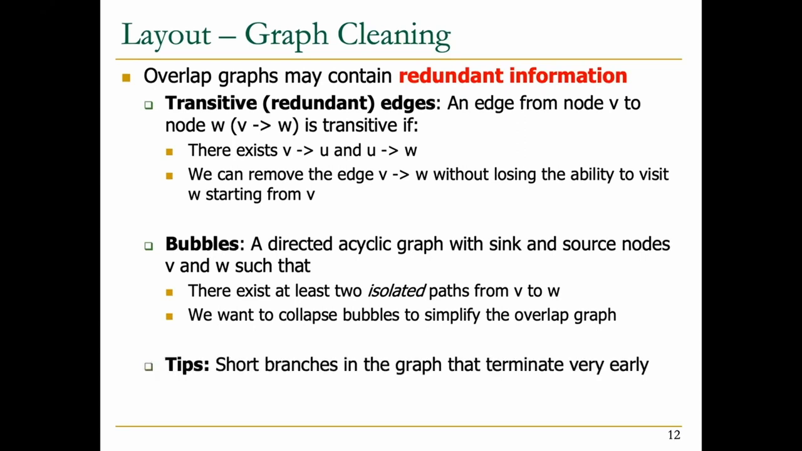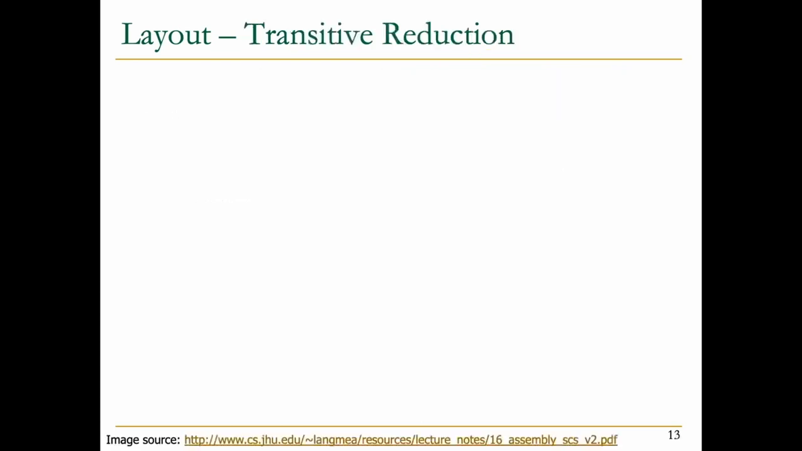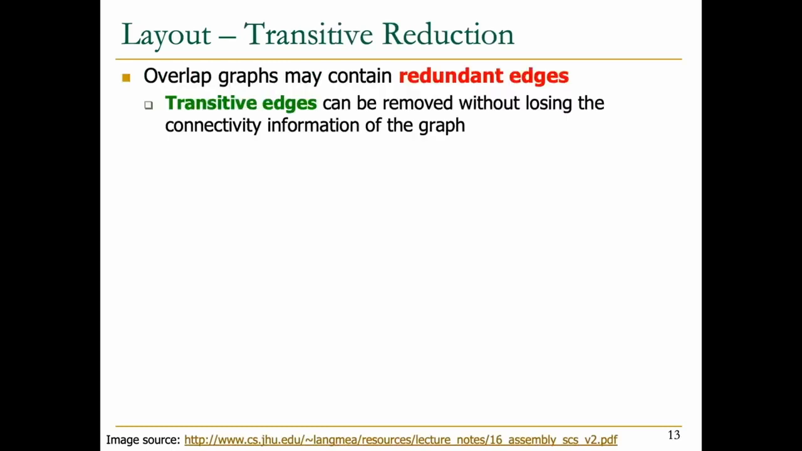And there is one more step in layout cleaning, graph cleaning, which is removing the tips. In the graph, we know that some branches may terminate very early without giving us any information, without taking us to the end of the genome assembly. We refer to such structures as tips, and they can just be removed because they don't lead us to the end of the genome assembly. So let's go over what the transitive reduction looks like.